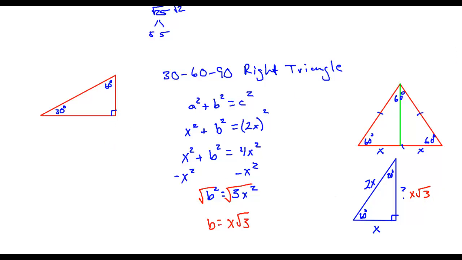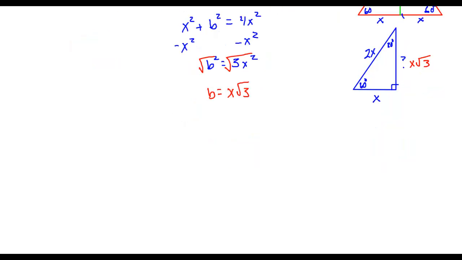And that's our pattern for our 30, 60, 90 triangle. So the shortest side across from the 30 degree is x. The longest side, the hypotenuse, is 2x. And the other leg that's not the shortest and it's not the longest, it's the middle one, is x times the square root of 3 long. So let's take a little quick example. Look at how that would work.